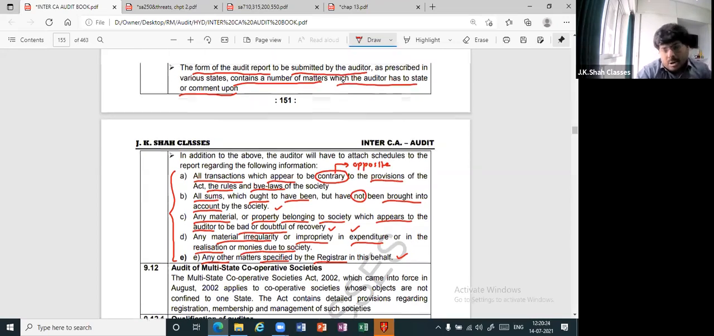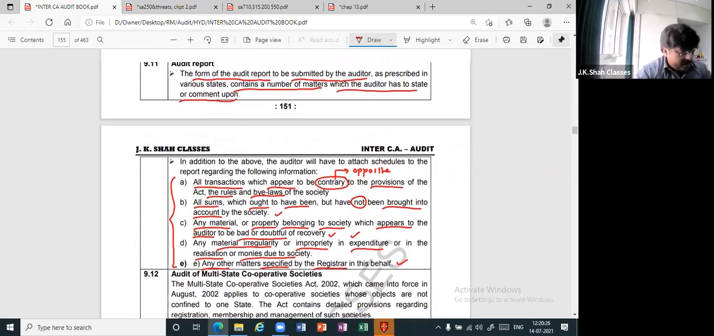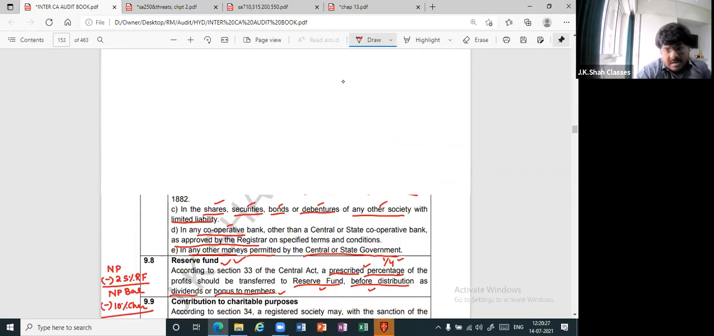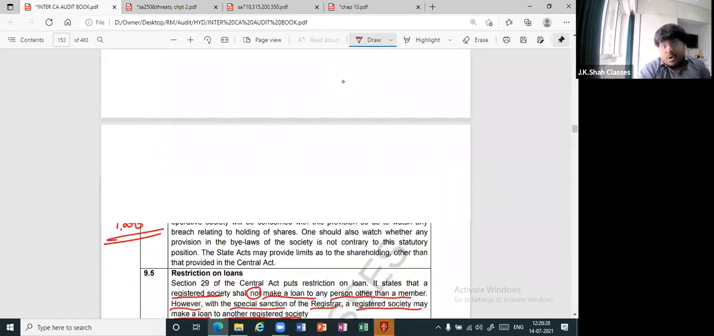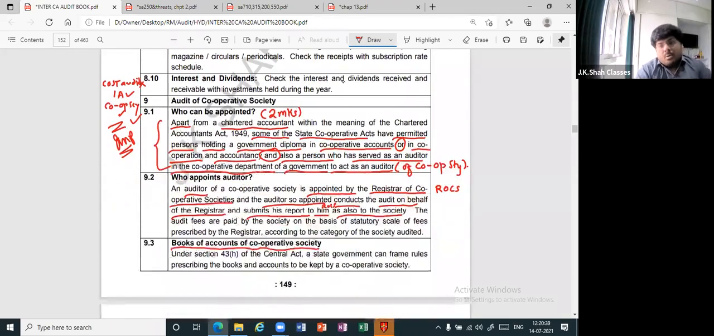All cool? Okay, wait. What all points were there? One by one, let's brush up. Firstly, I hope the most important, if you ask me, is qualification. What is the qualification of an auditor of a cooperative society? Only a chartered accountant? No. A chartered accountant, but also any other person who is holding a government diploma in cooperative accounts, or anybody who has worked as an auditor in the cooperative department of the government. Who will appoint the auditor? Correct. Can I say the Registrar?